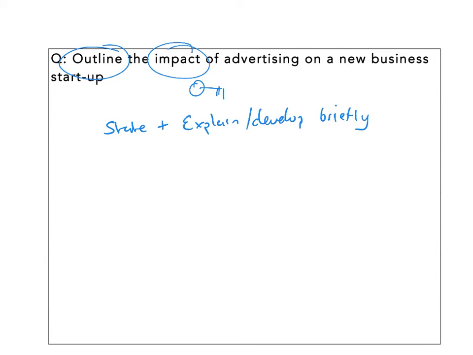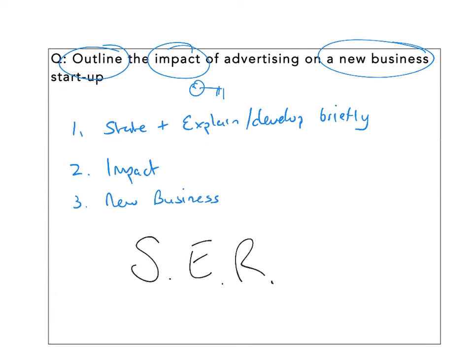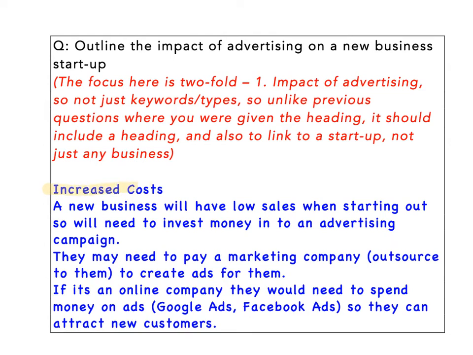For this question though, it says the impact of advertising, and this is a key thing to notice. So you should show the impact of advertising on a new business. So it's actually quite meaty. So we're going to use state, explain, relate for this, or SEO, you might see it abbreviated. State being outlining the impact, and then your or being given an example.